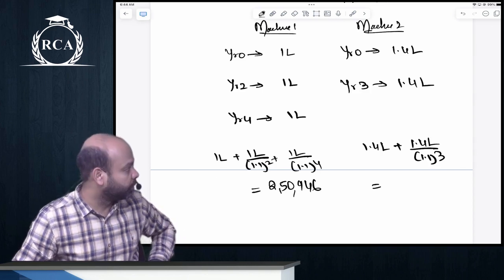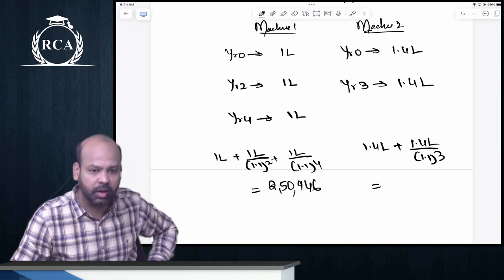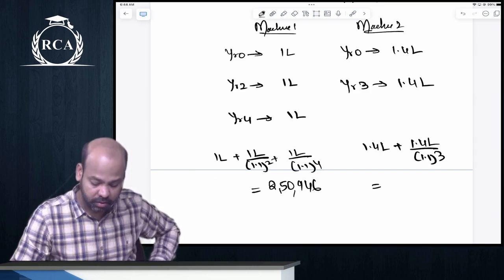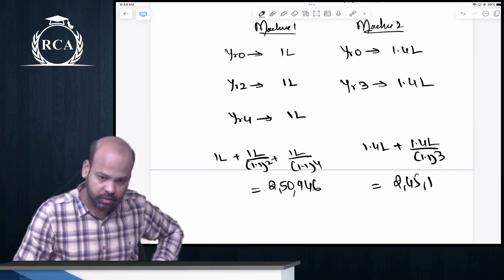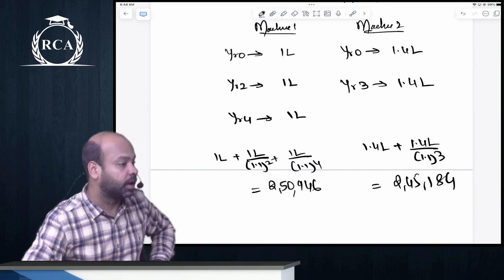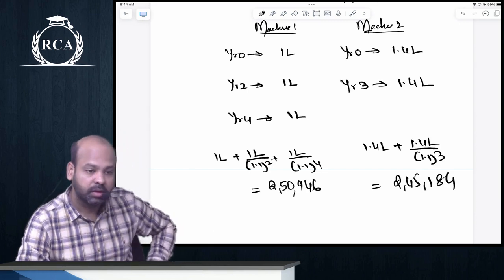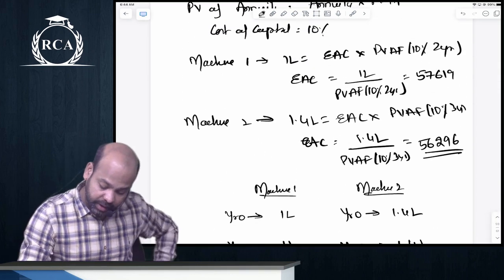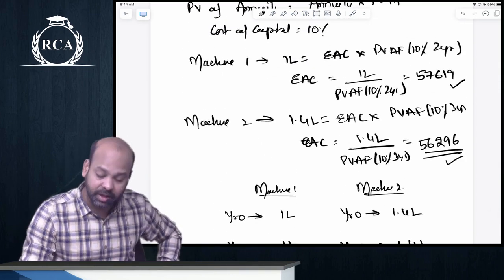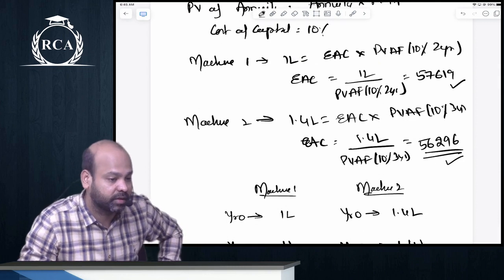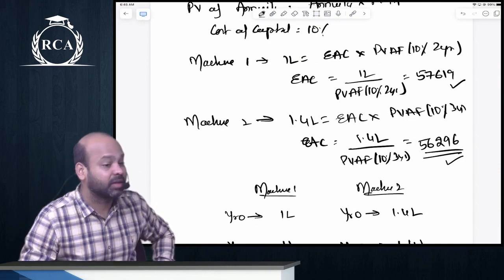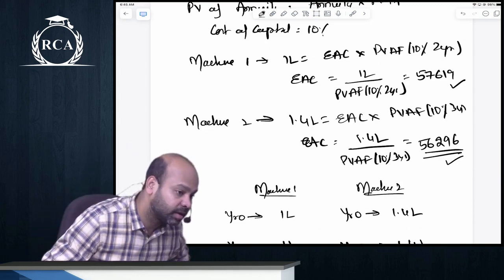The first one, beta, is 2,50,946. Second one, beta, 2,45,000. This is the alternative, guys. Is it making sense, or not, beta? Just for your understanding, guys, can someone take the difference of 57,619 and 56,296? What is the difference between 57,619 and 56,296?